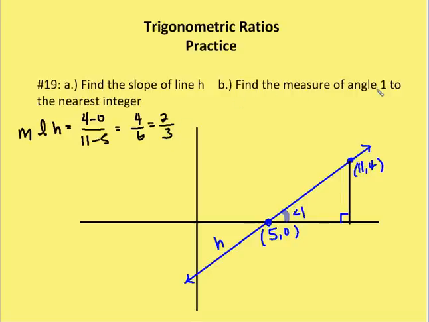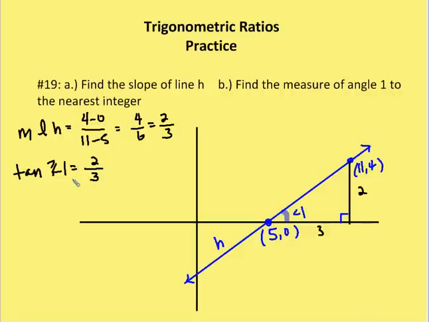Now we need to find the measure of angle 1 to the nearest integer. So we're going to use our trig tables. We're going to say the change here is 2 over 3. It's actually 4 over 6. We're going to use 2 over 3. And we're going to again use tangent. It's the opposite over the adjacent side. So I know the tangent of the angle in question, angle 1, is equal to 2 over 3.